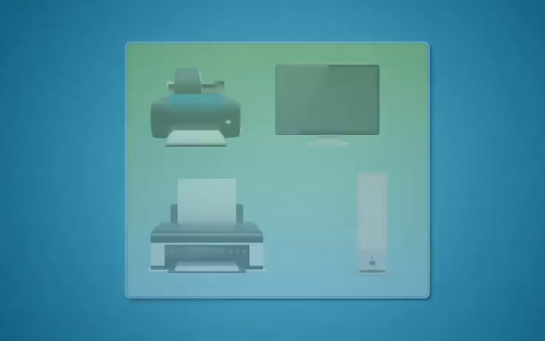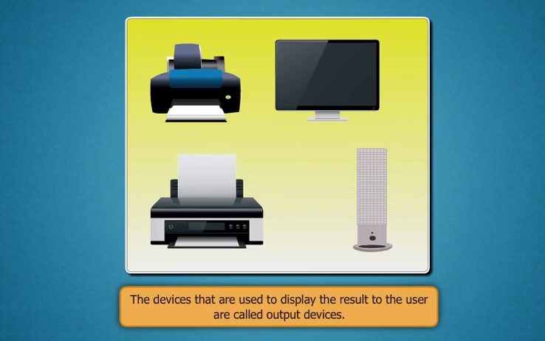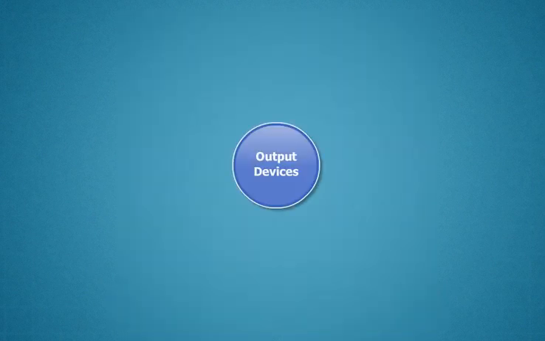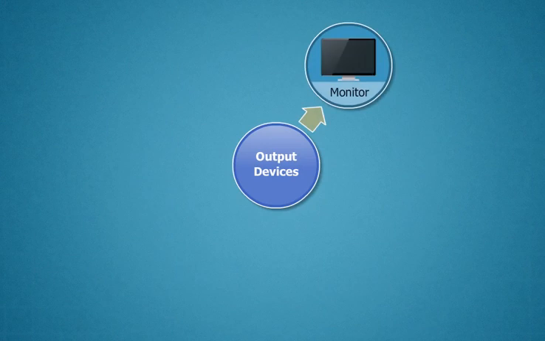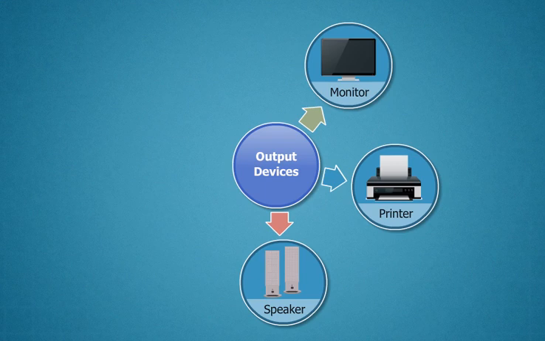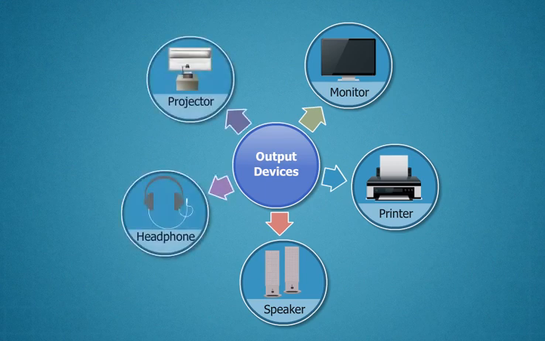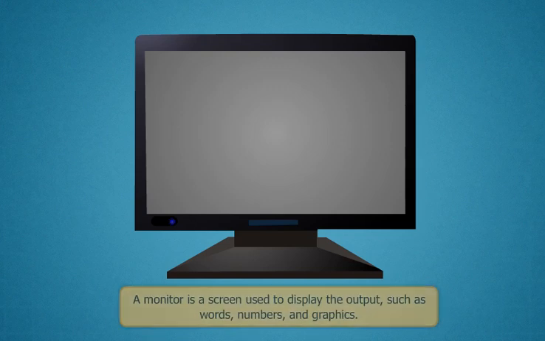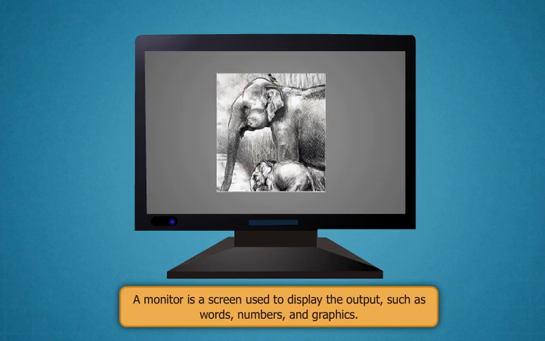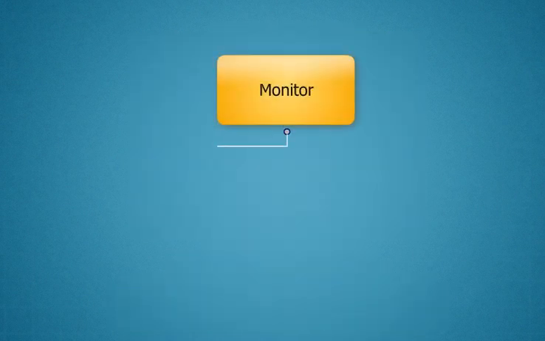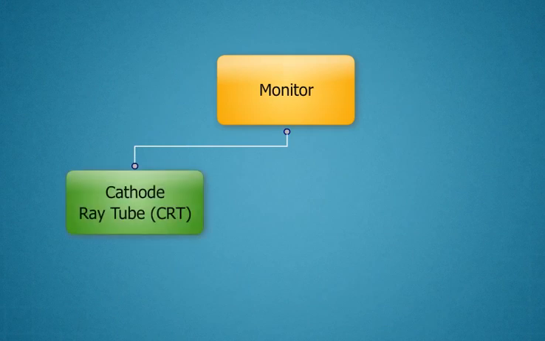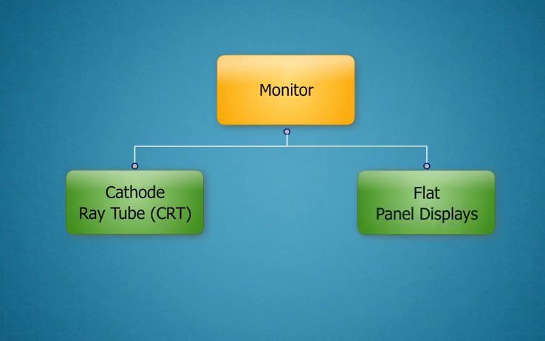Another component of a computer is output devices. These devices are used to display the processed data or result to the user. The main output devices are monitor, printer, speaker, headphone, and projector. Let us know more about these output devices. Monitor is the most common output device. A monitor is a screen that is used to display the output, such as text and graphics. Monitors are of two types: cathode ray tube or CRT and flat panel displays.